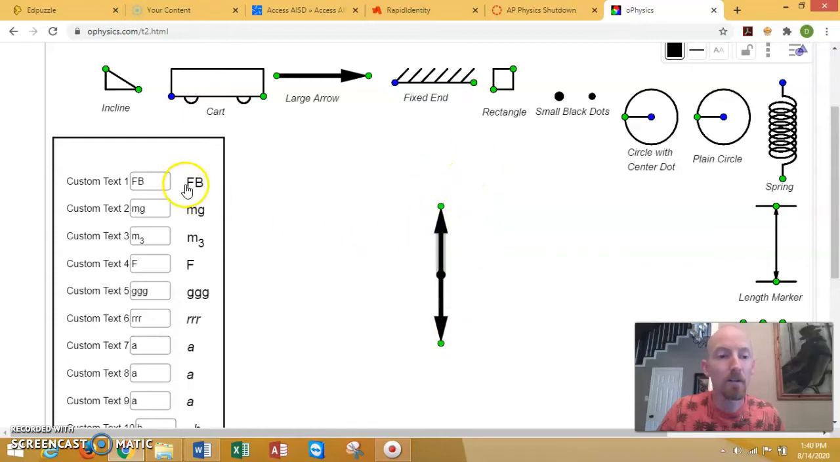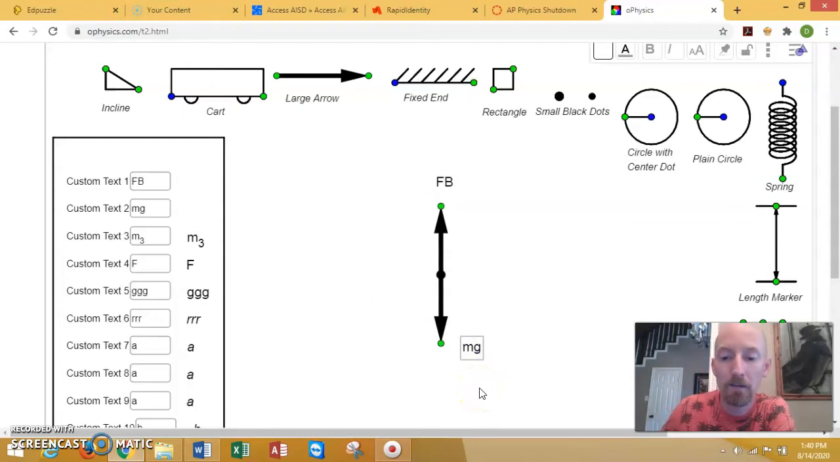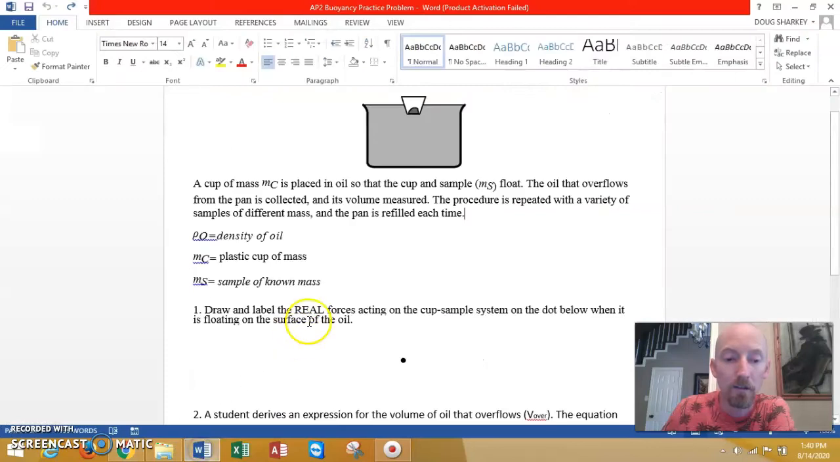The up one is my buoyant force. The down force is the weight of the mass cup sample, the mass cup system, sorry. So this M is actually two things. It's actually, that M is M_C and M_S.